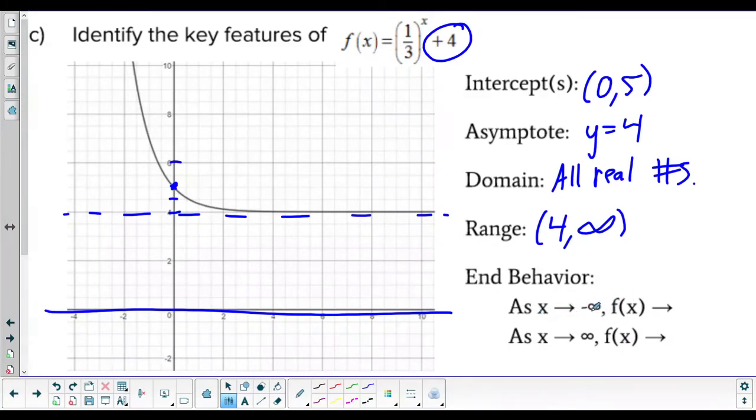Then our end behavior. This one's a little bit different than the other two we've looked at. As x goes to -infinity, if we look at the left side, this is an exponential decay graph, so the left side goes up and the right side tapers down towards the asymptote. So as we go left, this points up, so it's going to go to infinity. As x goes to infinity, as we go to the right, this graph tapers towards the asymptote. The asymptote's at 4, so the end behavior goes towards 4.